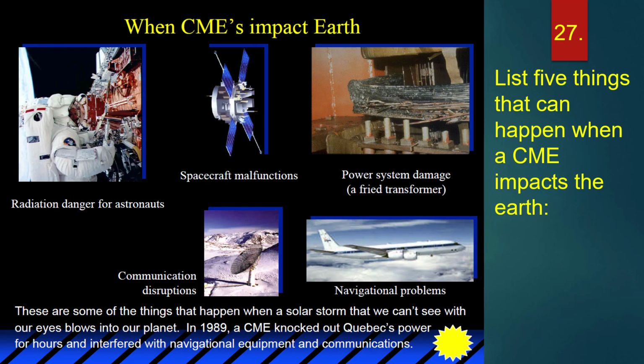When CMEs impact Earth. There are 5 pictures here: radiation danger for astronauts, spacecraft malfunctions, power system damage, which shows a fried transformer, communication disruptions, and navigational problems. These are some of the things that happen when a solar storm that we can't see with our eyes blows into our planet. In 1989, a CME knocked out Quebec's power for hours and interfered with navigational equipment and communication. Question 27. List 5 things that can happen when a CME impacts the Earth.